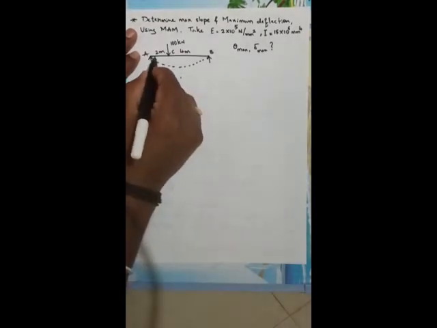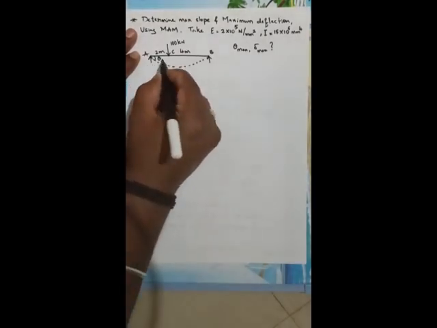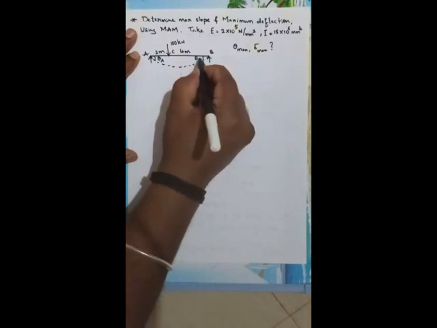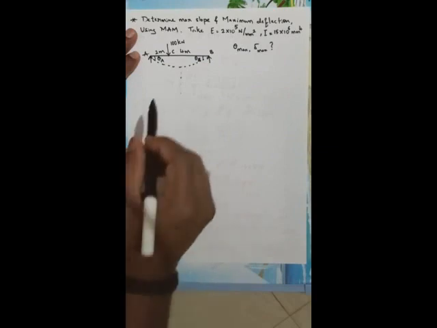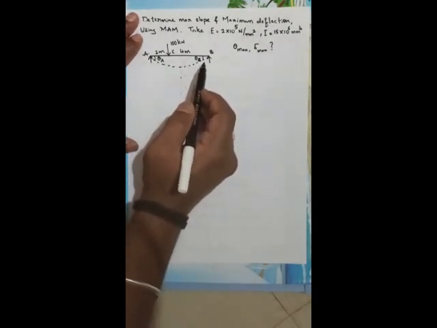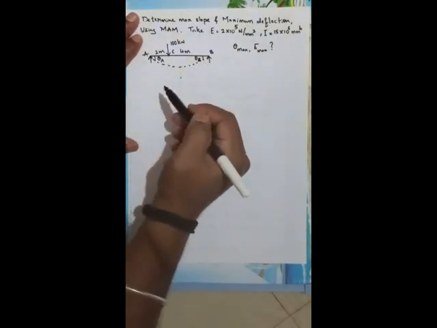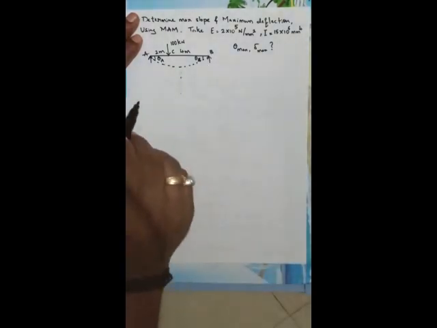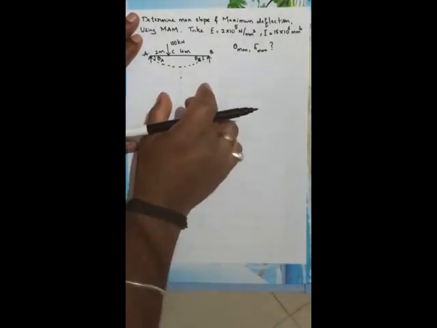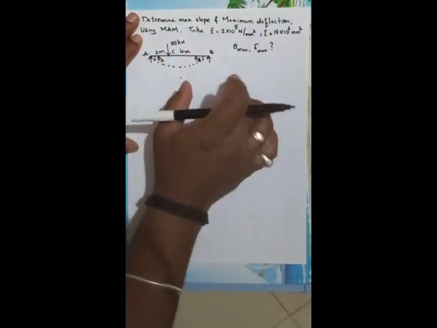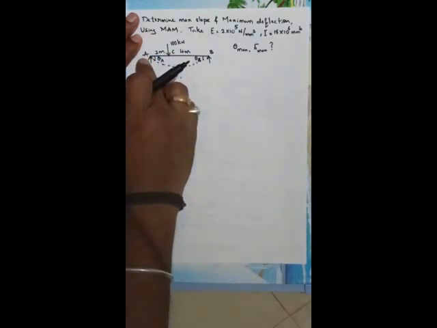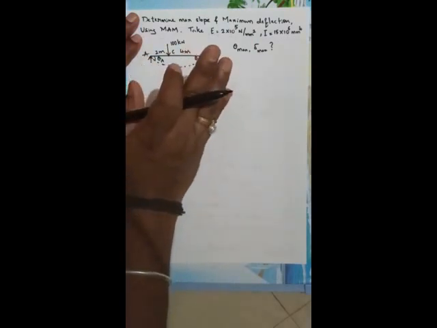So this will be the elastic curve, the deflected shape. This is theta A and this is theta B. We need to find theta A and theta B, correct? Now we need to first draw the tangent from any one of the supports. Which support will we choose? Like we have discussed in the previous problem, we need to first check whether the point load is far from point B or far from point A.